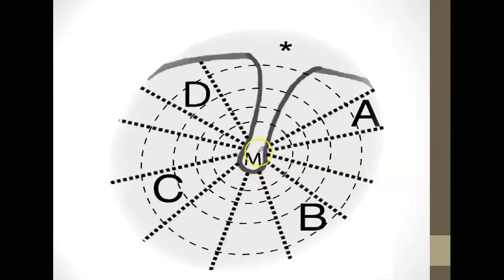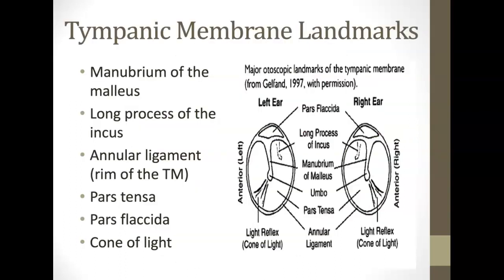So you can see those fibers here, right? And then you can see these circular fibers, and then the more radial fibers. Okay, this is the manubrium of the malleus, which we'll see in other slides.